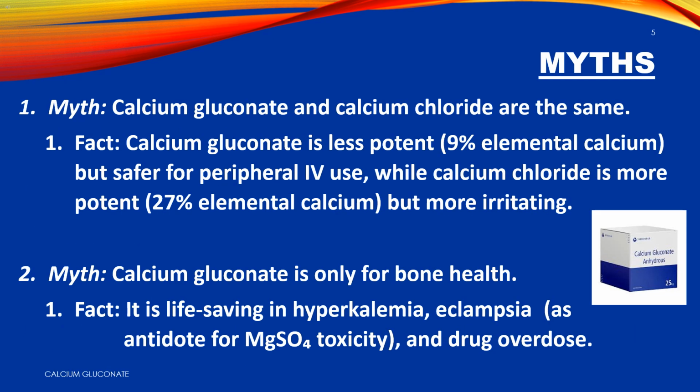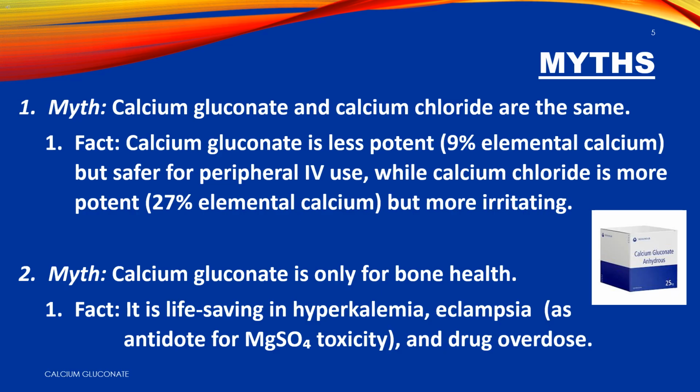Debunking myths about calcium gluconate. 1. Myth: calcium gluconate and calcium chloride are the same. Fact: they are different. Calcium gluconate contains 9% elemental calcium, while calcium chloride contains 27% elemental calcium, making them distinct in terms of potency and use. Calcium gluconate is considered safer for peripheral IV administration due to its lower potency and reduced risk of tissue irritation.